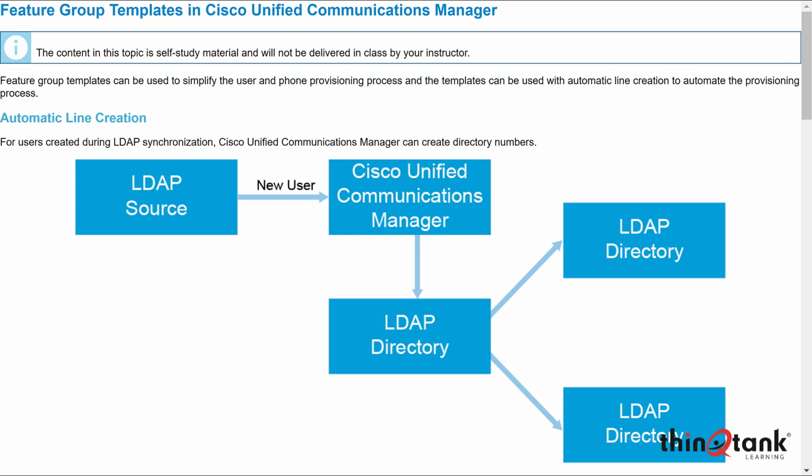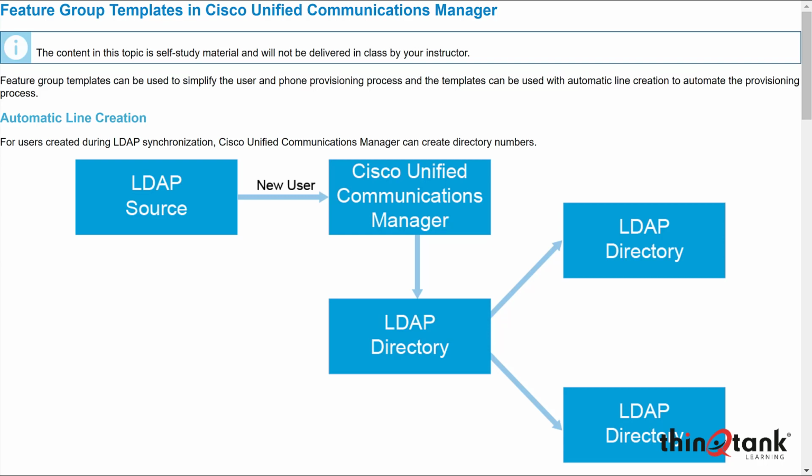When we're setting up the feature group templates to include individual user profiles or service profiles, we can then assign that feature group template to an end user. The settings assigned in that user profile and service profile are going to propagate through to any new phones that particular end user provisions.